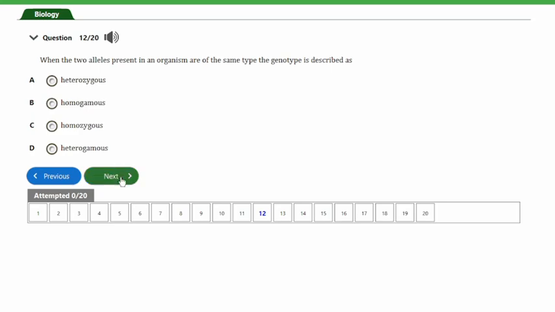So let's go ahead and look at the next question. That's question number 12. It says, when the 2 alleles present in an organism are the same type, the genotype is described as A. heterozygous, B. homogamous, C. homozygous, and D. heterogamous. So guys, the answer to this question is option C, and that's homozygous. When the 2 alleles are the same, it's described as homozygous.